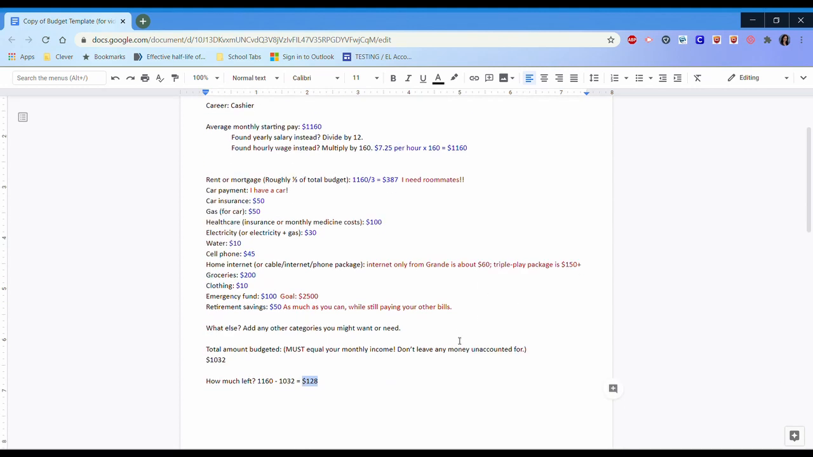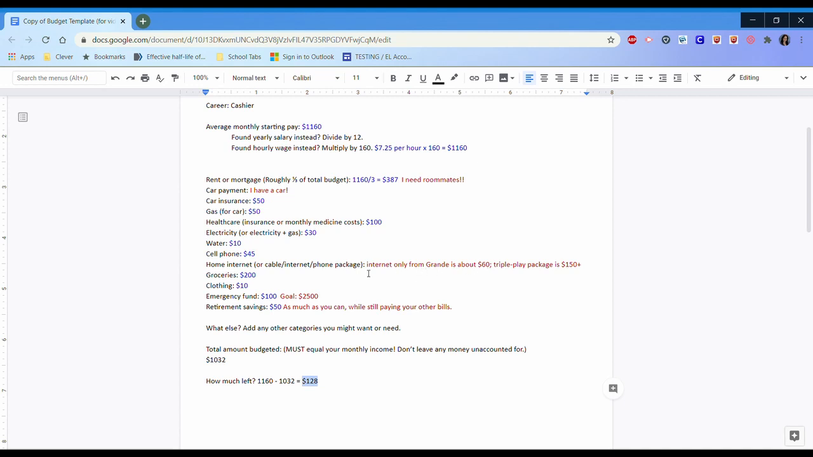Don't leave that money unaccounted for. Do something with it. That doesn't mean spend it. That means plan where it's going to go. And if I were you, I would put this whole thing in the emergency fund. Or maybe home internet and then put some in the emergency fund. I can see, especially with all the work from home things going on, home internet's important to have.